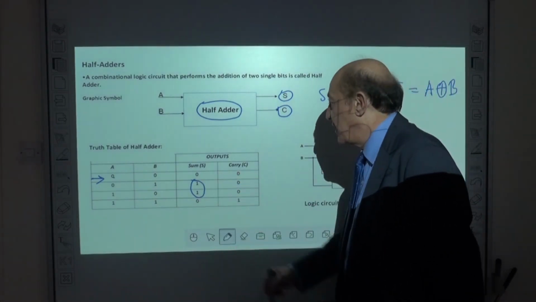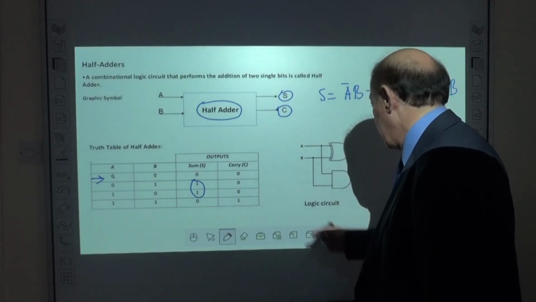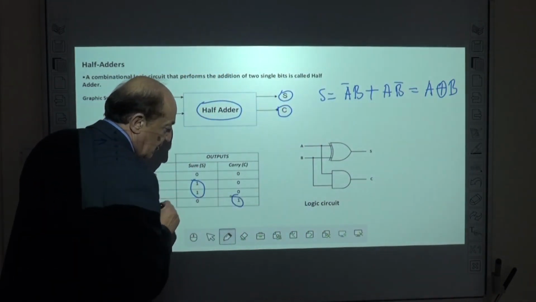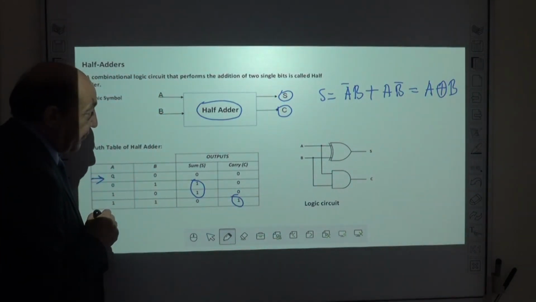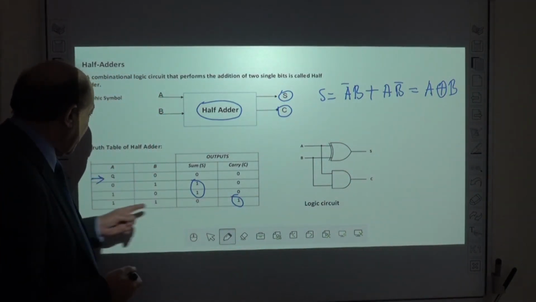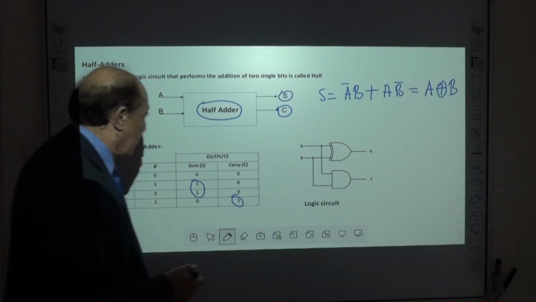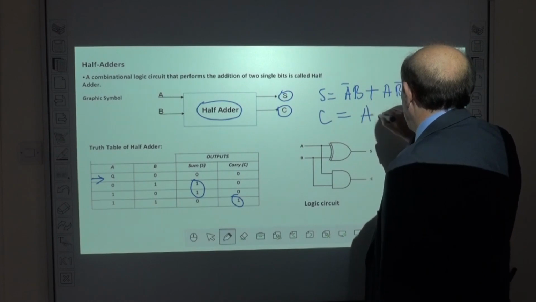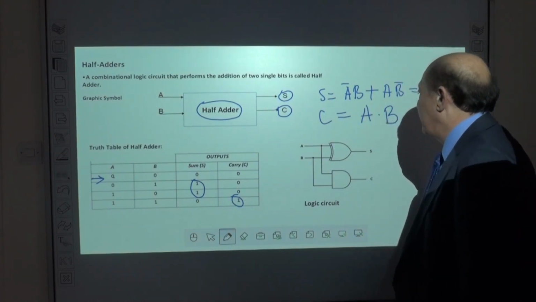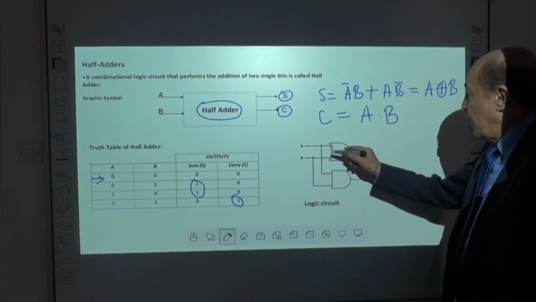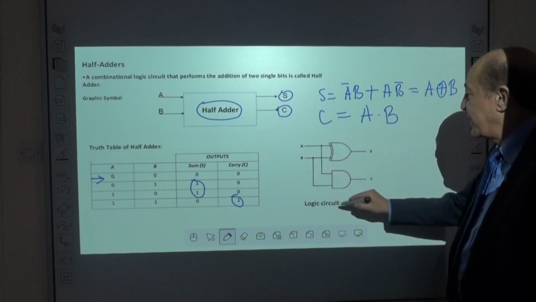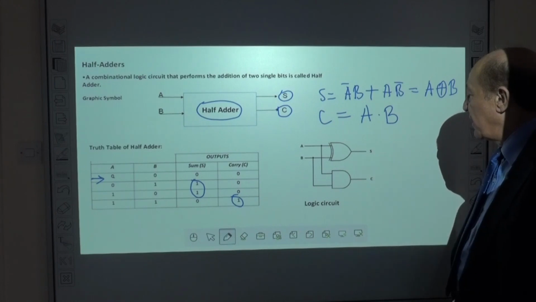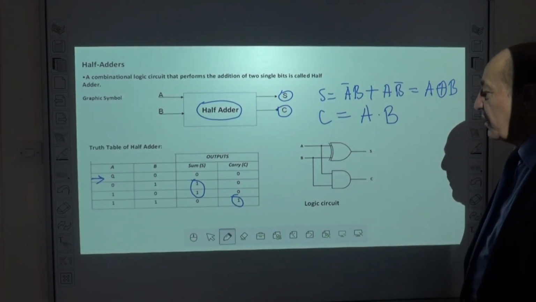No simplification can be done here. The carry is 1 only when we add 1 with 1. So carry equals A and B. This is the logic circuit. We have an exclusive OR gate for the sum and an AND gate for the carry.